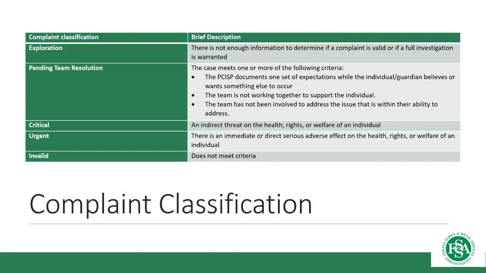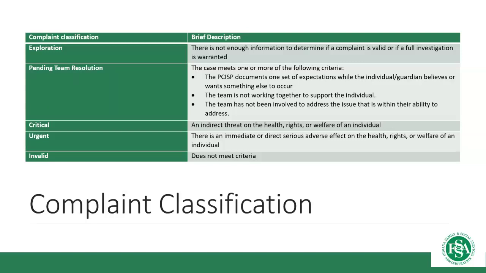Let's talk about what happens once a complaint is received. Upon receipt of the complaint, a triage process begins and the complaint receives a classification. The classifications are as follows. Exploration. This is when there is not enough information to determine if an initial complaint is valid or if a full investigation is warranted. For example, an allegation that comes in from an individual's neighbor stating that the staff are smoking marijuana in their cars and leaving beer bottles in the yard.